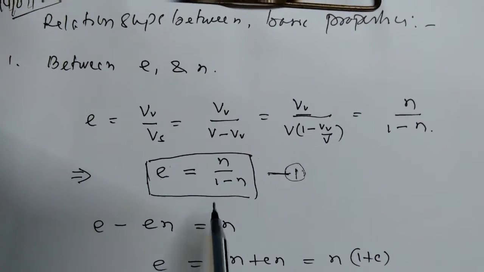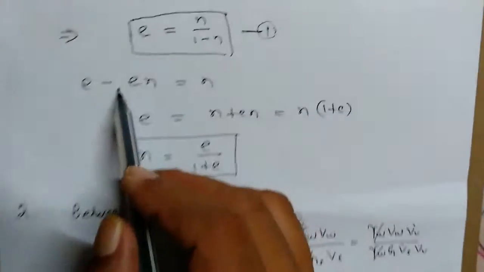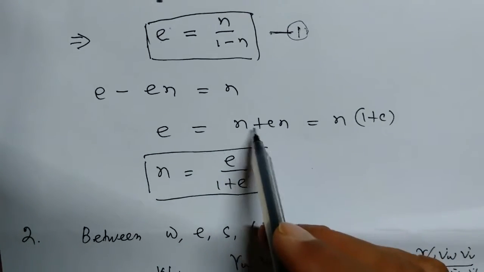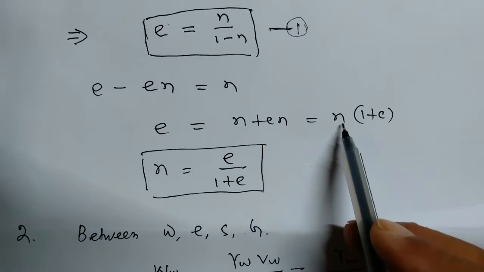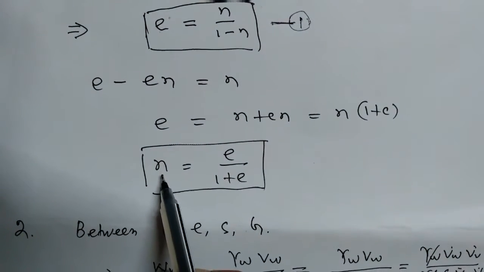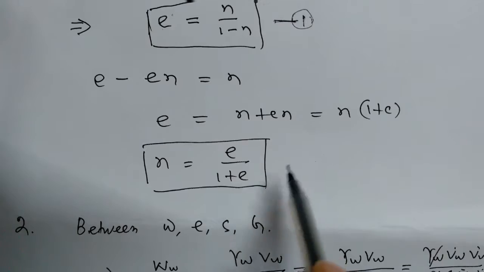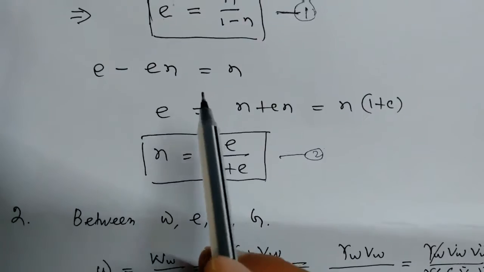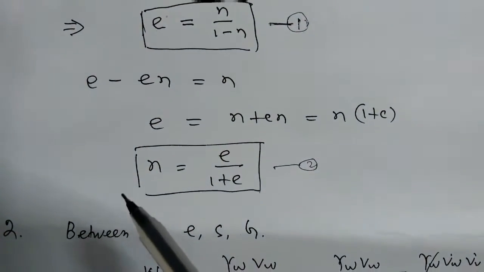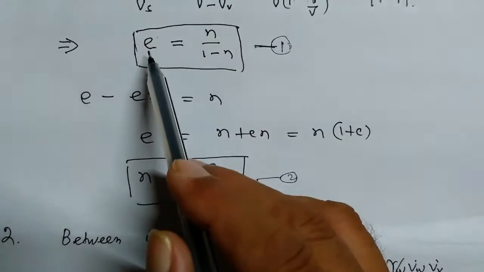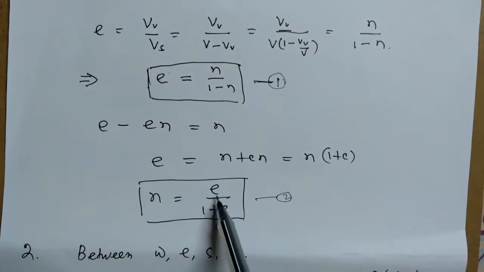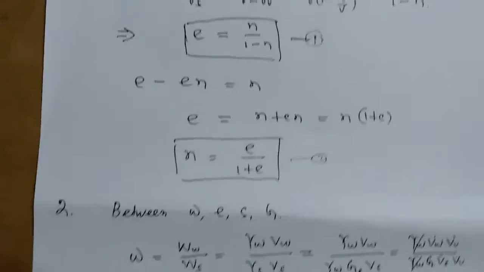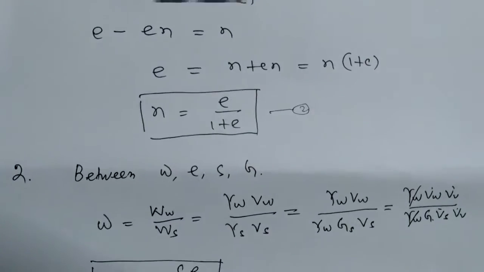Now similarly, if you cross multiply this, e minus en will be equal to n. e on one side, n plus en on the other side, taking n as common and taking it on the left side, n equals e by 1 plus e. So this is the second relationship. These two are interrelationships between void ratio and porosity. So now we can solve a problem. If they give you n, we can find e. If in the question e is given, we can find n. So this relationship will be very important to solve many soil mechanics problems.